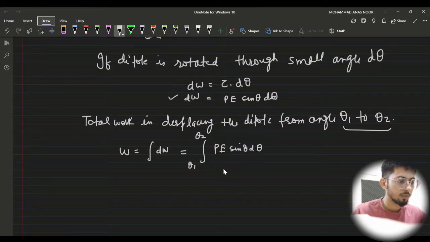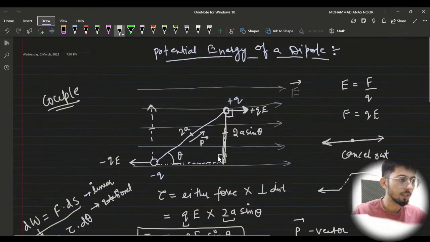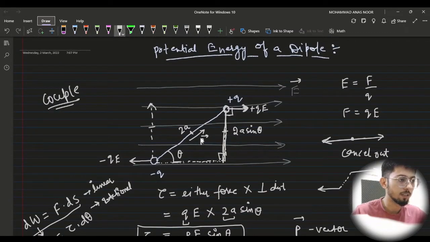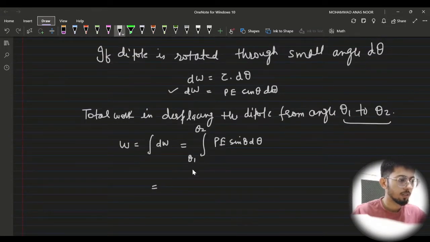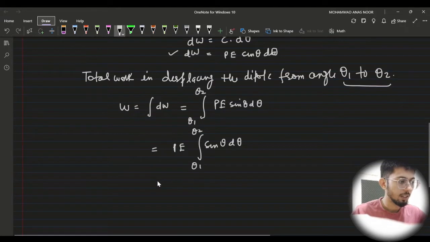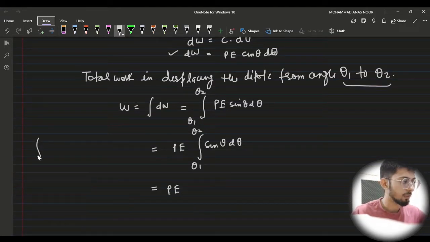So P and E are already constants here. E is the electric field, which is a constant. The dipole is a constant, so you can take that out. So PE, and you are left with the integral of sine theta d theta from theta 1 to theta 2, and the integral of sine theta is what? It is minus cos theta.